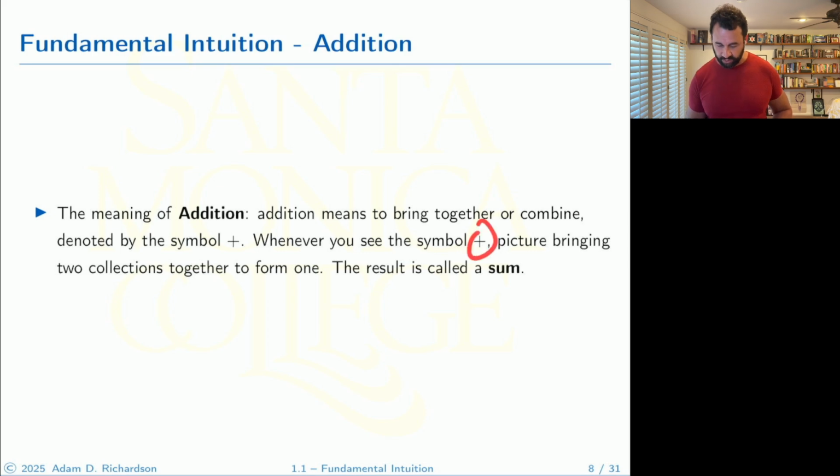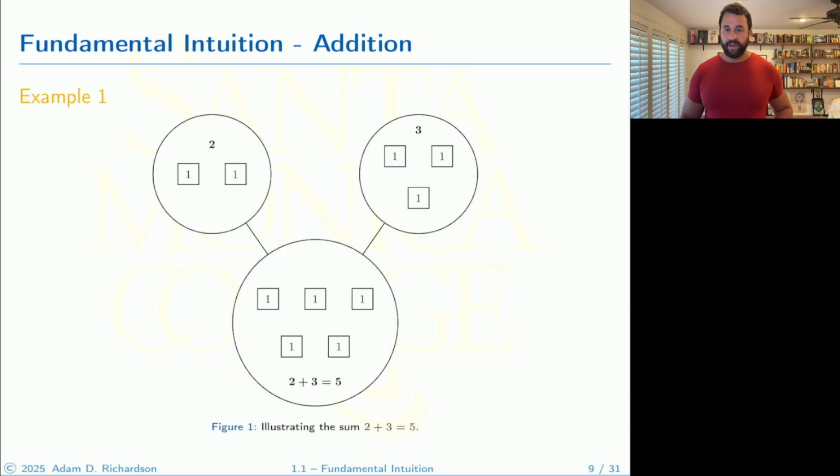Whenever you see this cross symbol, I want you to picture bringing two collections together to form one collection, and we call that combined collection a sum. That's what we mean by that symbol, addition, and the word sum. And here's just a visual picture of it. If you're using the fill-in notes, there should be a blank spot where you can fill this in.